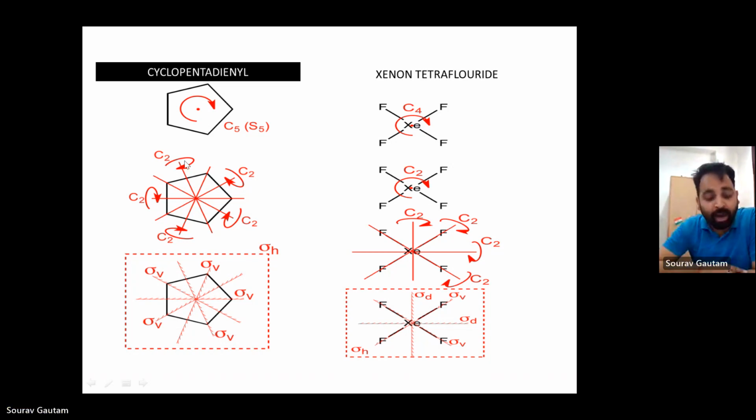There are 5C2 subsidiary axes, each passing through one carbon atom, this carbon, 5 carbons, and the middle of the opposite edge. For example, this subsidiary axis passes through one carbon atom and the middle of the opposite edge. That is the first C2, second, third, fourth, and fifth. So 5C2, each passing through one carbon atom and the middle of the opposite edge in the molecular plane.